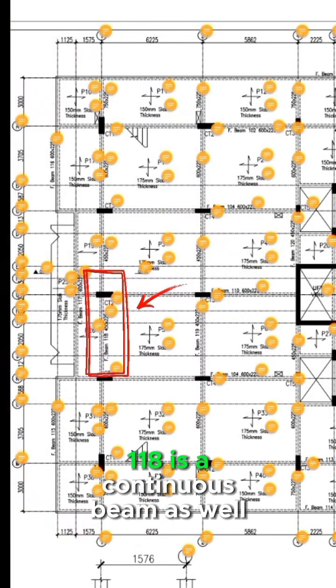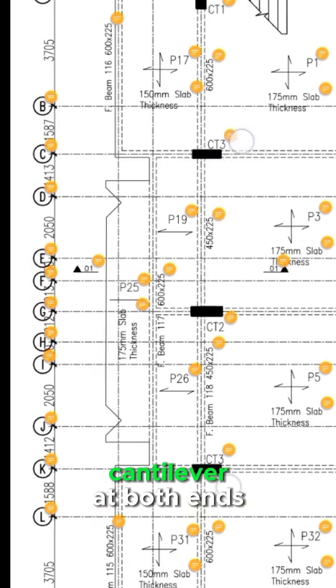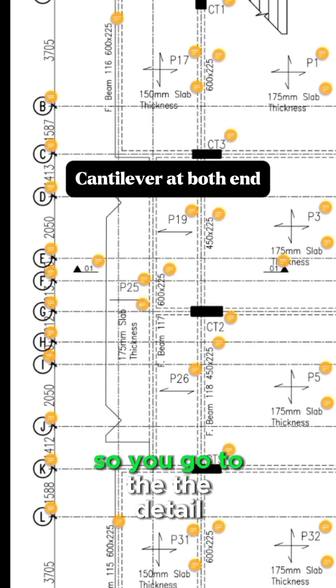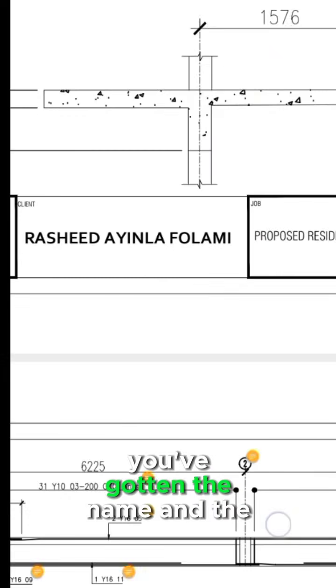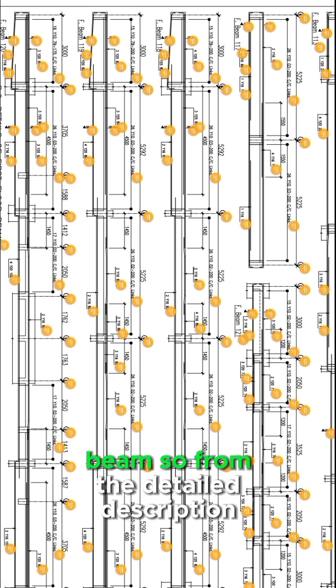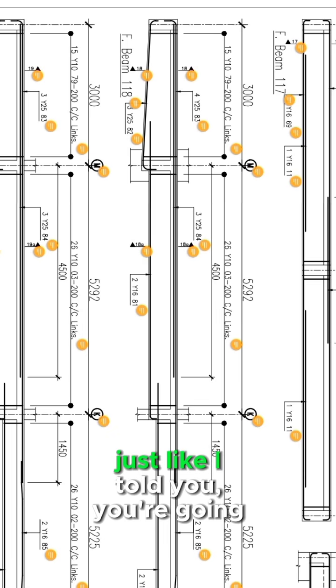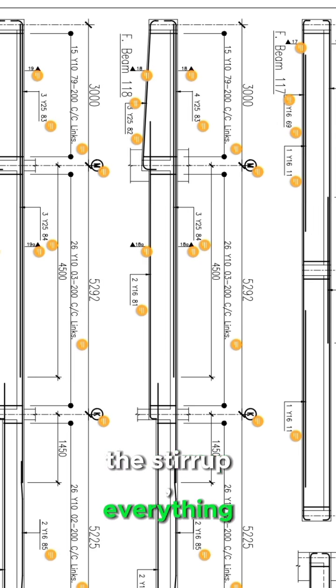I'll be using beam 118 in this video. Beam 118 is a continuous beam as well. It has 5 column supports and a cantilever at both edges. So you go to the detailed description. You've gotten the name and the size of the beam. From the detailed description, just like I told you, you are going to get the main bar, the size, the bar, the stirrup, everything at the end of the stirrup.